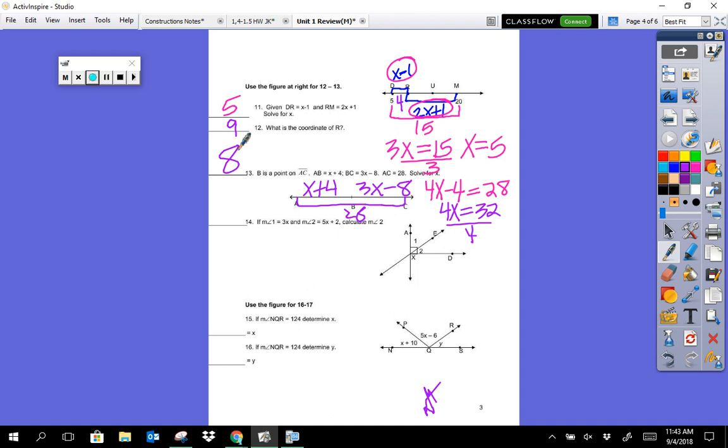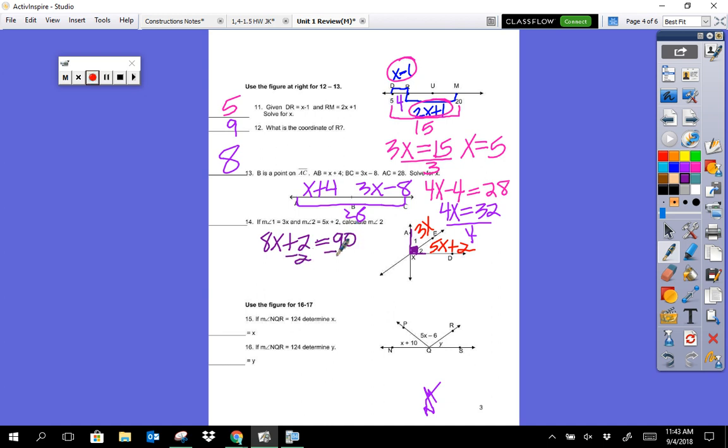Number 14, if the measure of angle 1 is 3x, and the measure of angle 2 is 5x plus 2, calculate the measure of angle 2. So you have to go off of what you know here. You know that these two angles are going to equal this 90-degree angle. So I'm going to do 3x plus 5x, that's 8x, plus 2 equals 90.